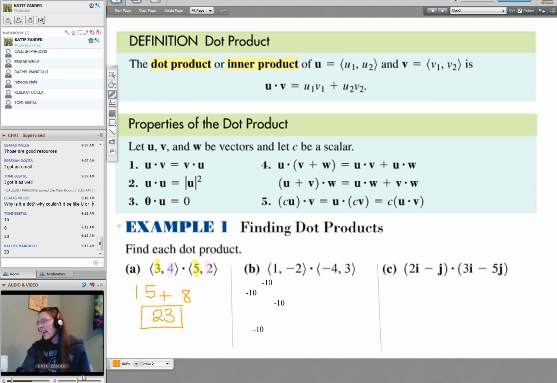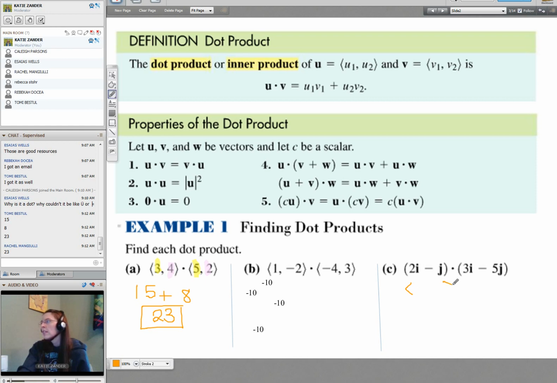Looks like we all got -10. Awesome, because -4 plus -6 is -10. For part C, if you've already ventured forth and tried to do that one, that's great. But that is your linear combination of your vectors. Notice you got the i and the j. So when you want to write that in the component form, you're just pulling the coefficients in front of them.